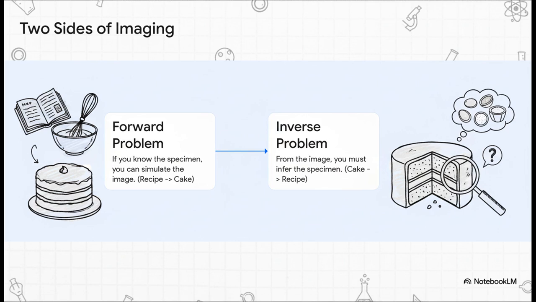This brings us to two sides of the same challenge, and we can explain it with a cake. So the forward problem is the easy part. If you have the recipe, that's our true atomic structure, you can pretty accurately predict how the finished cake, our distorted image, is going to turn out. But scientists almost always face the inverse problem. They have the finished cake, the distorted image, and they have to work backward to figure out the original recipe. And that's the real trick.